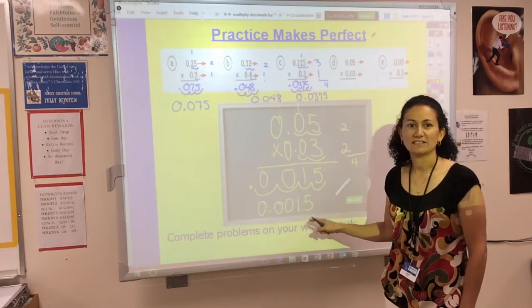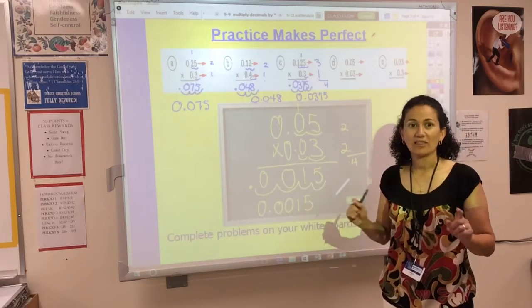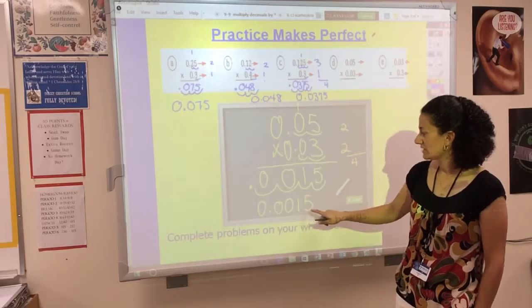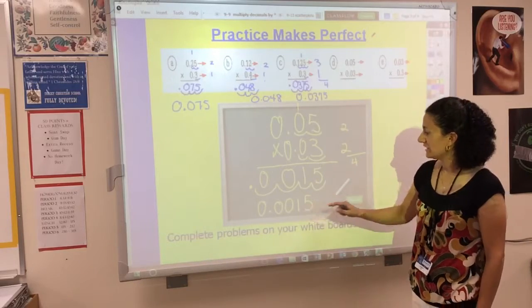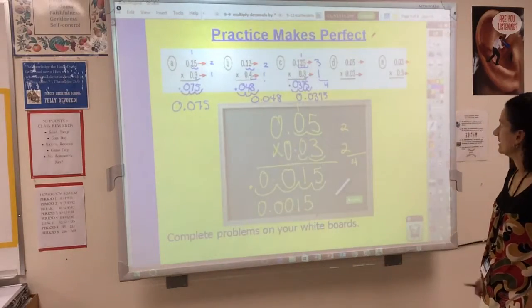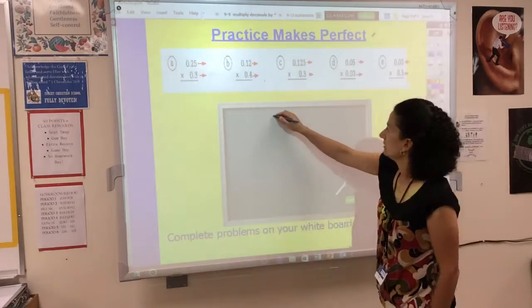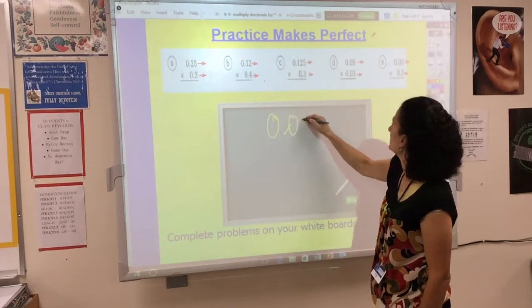Pause a moment and think about how to read that. You should have read that as 15 10,000ths. See, tenths, hundredths, thousandths, 10,000ths. So 15 10,000ths. All right, let's check this last problem here. And you'll be ready for class tomorrow.